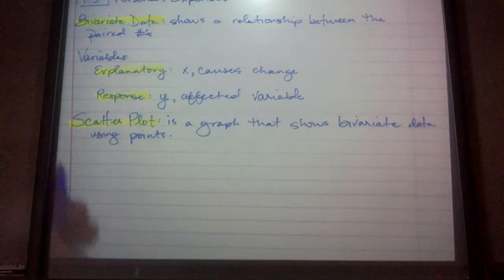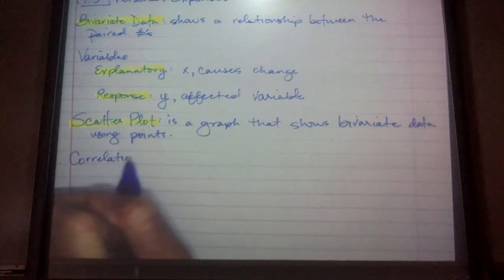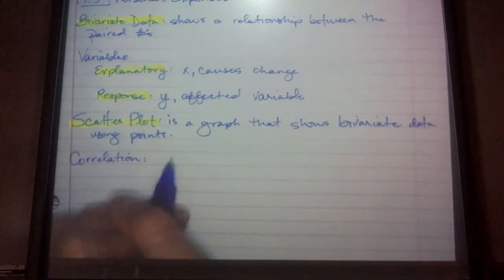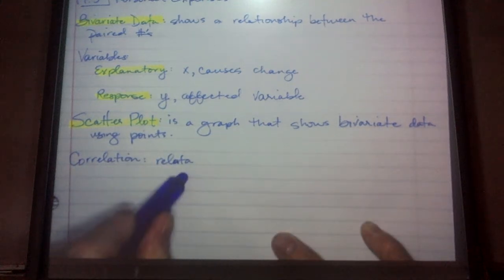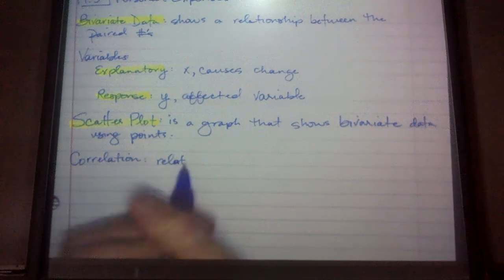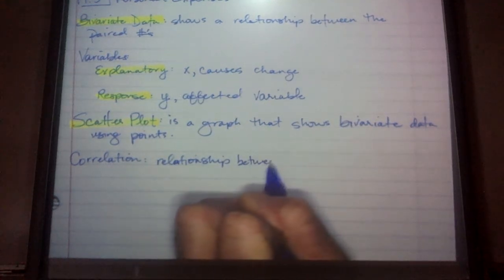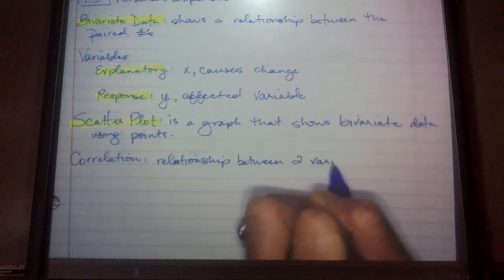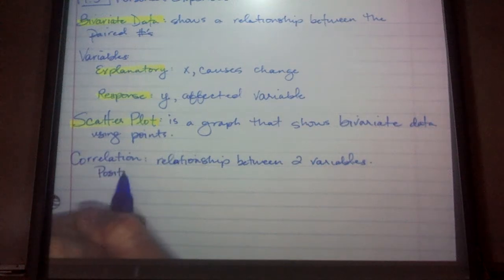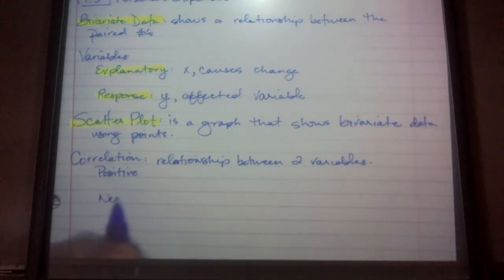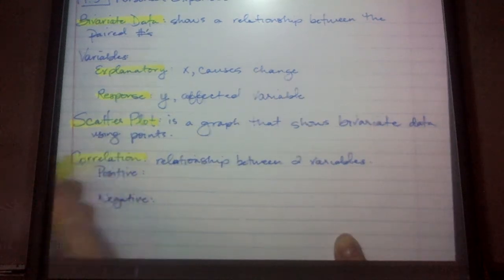The last vocab I'm going to go over for now is correlation. And think of correlation as the relationship between two variables. And you can have two kinds. You can have a positive correlation or you can have a negative correlation. And so I'm going to go over the two because we're going to be talking about these both.